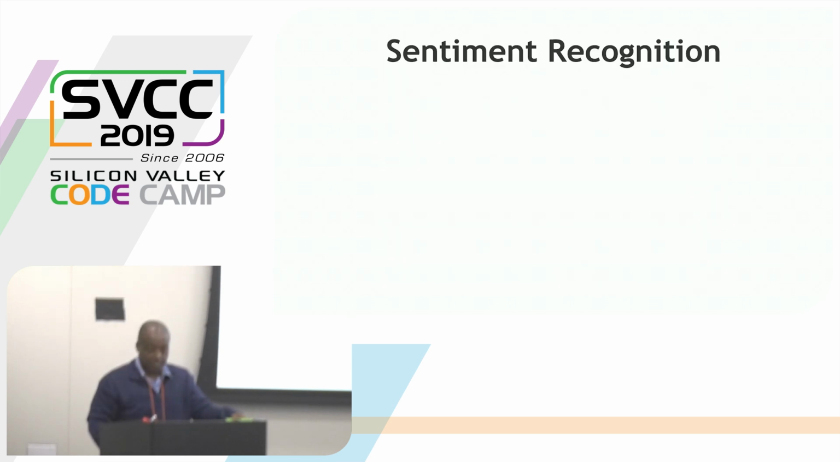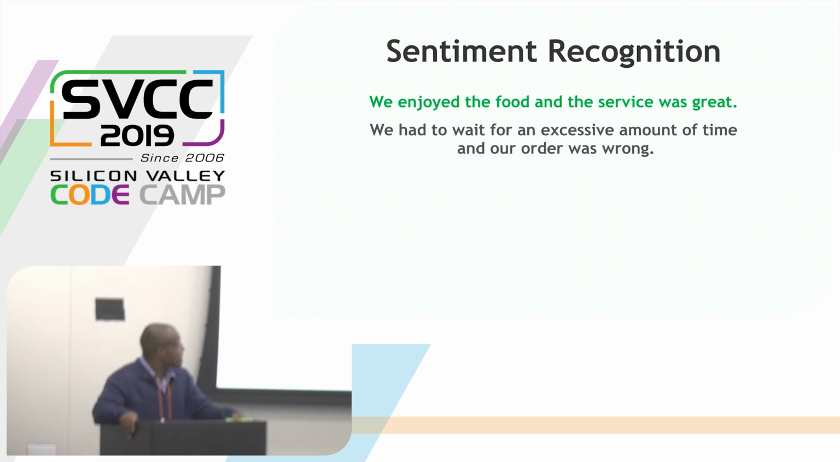Sentiment recognition. For example, we enjoyed the food and the service was great. It knows that that's a positive. It doesn't know what it means. It has no sense of the context. Couldn't respond, but it knows that that's positive and the same thing. We had to wait for an excessive amount of time and our order was wrong. It knows that that's a negative sentiment. A lot of companies and individuals do that to see how is our product being talked about. Or if you're a political candidate, you just want to know the sentiment of maybe something happened yesterday. What's the sentiment about that?